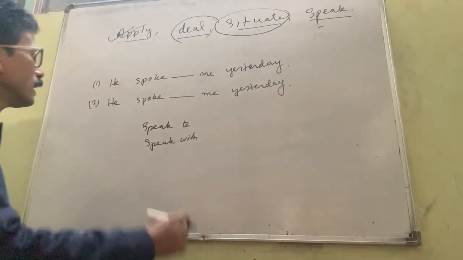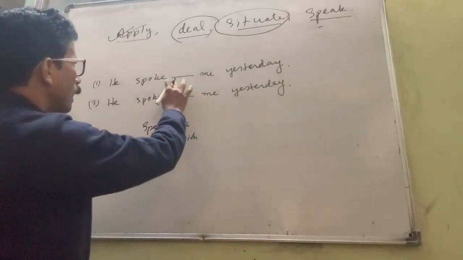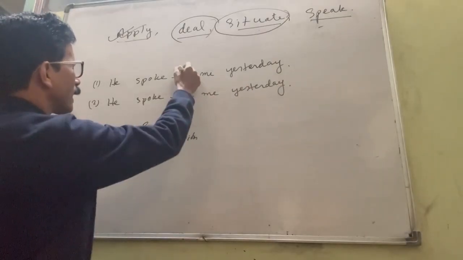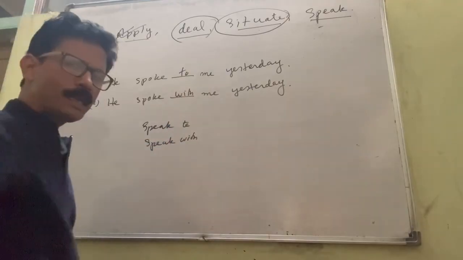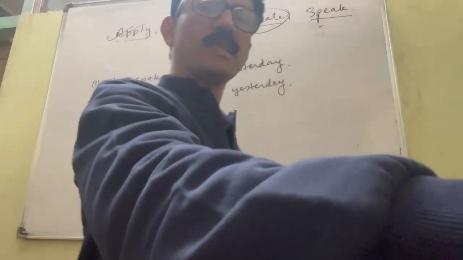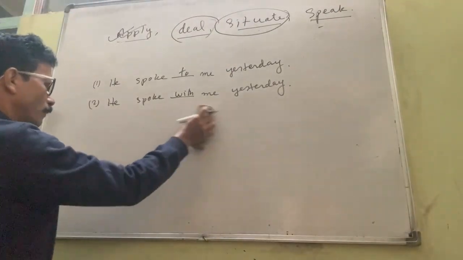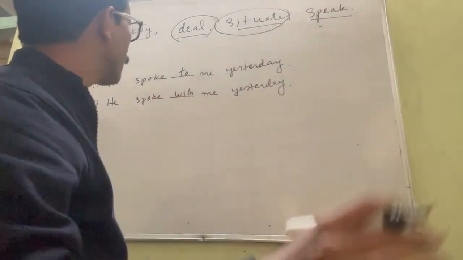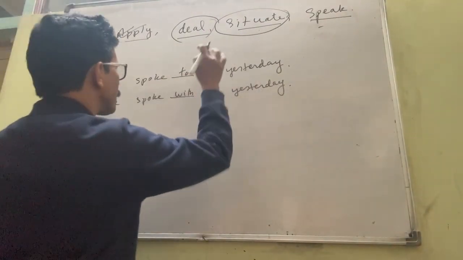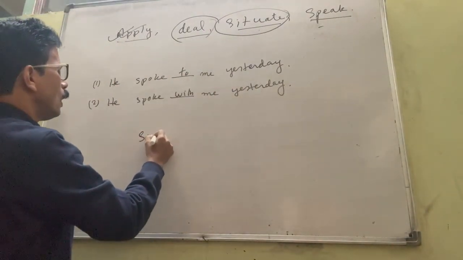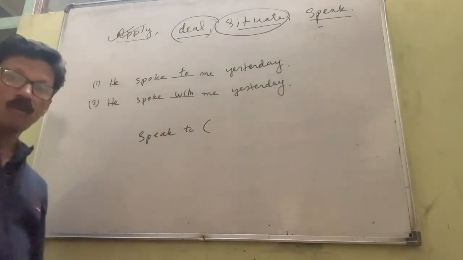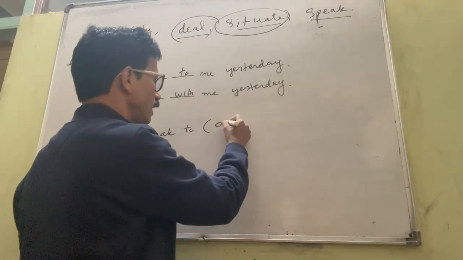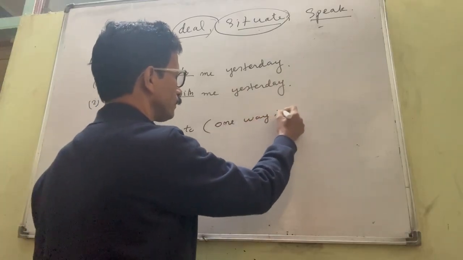So here, he spoke dash me yesterday. Both are correct. Spoke to me yesterday or spoke with me yesterday, both are correct. But there is a significant difference in their meaning. Understand my point? What is the difference you see? The difference here is he spoke to me yesterday. Speak to means what? One way. It is a one-way conversation. One-way talking.